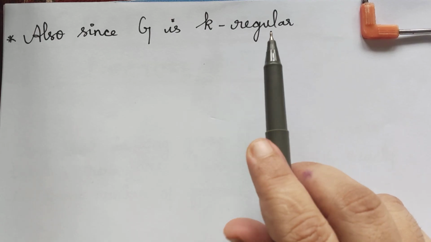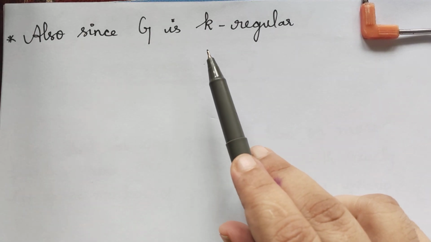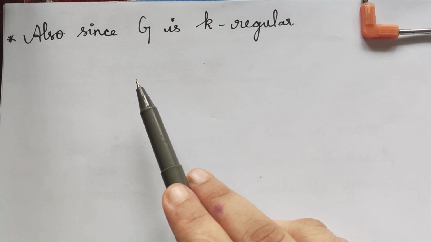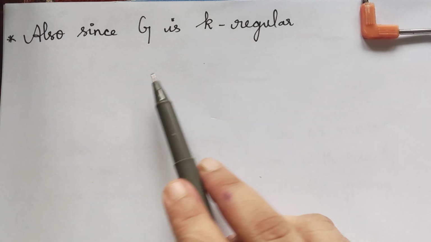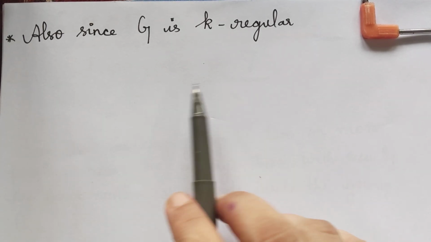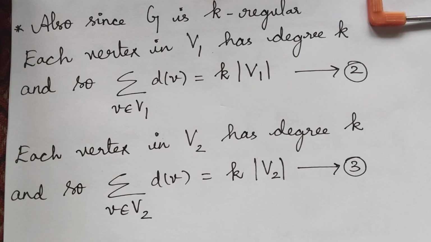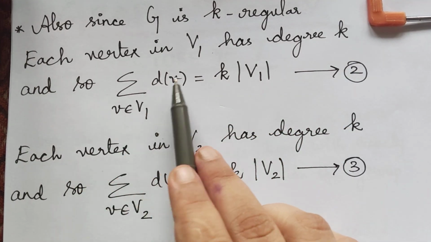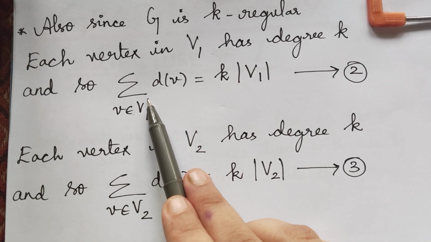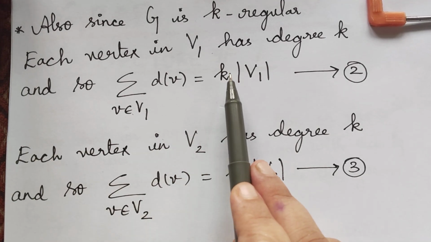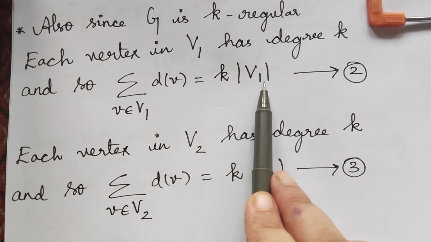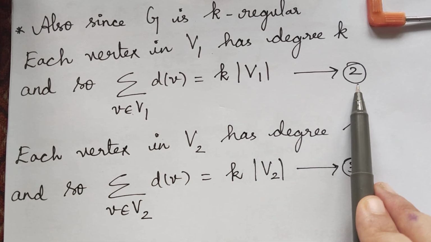So, if we sum up all the degrees of the vertices from V1, since each vertex will have degree k, it will be equal to k into modulus of V1. So, let me write it, you will understand it. So each vertex in V1 has degree k. So if we sum up all the degrees of the vertices from V1, since each is having degree k, it will be k into the number of vertices, so k into modulus of V1. Let us mark it as equation 2.